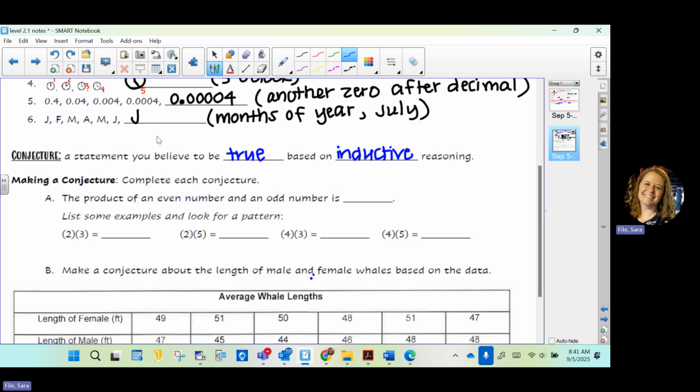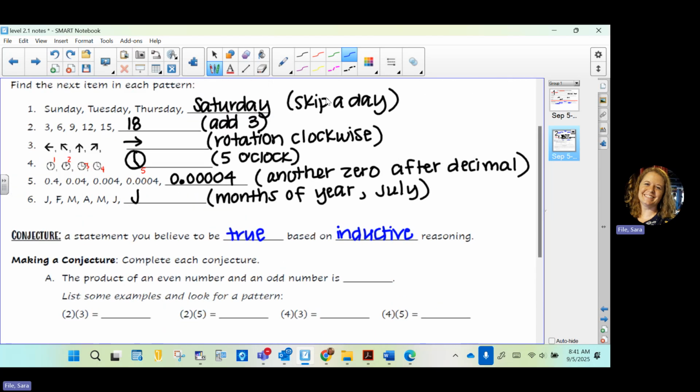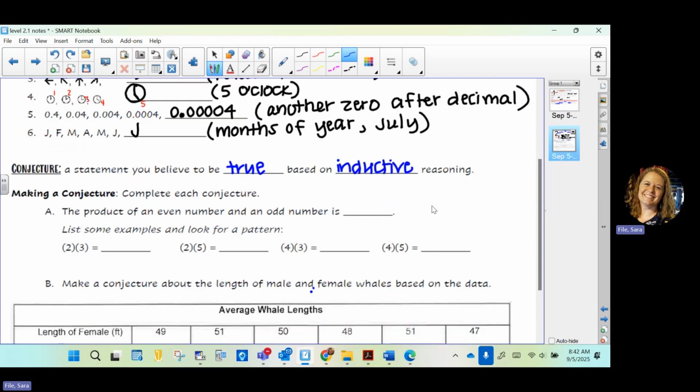So when we were continuing these patterns up here, these statements, or I mean, I didn't write a complete statement, but what we were putting in parentheses out here, these were our conjectures, okay? My conjecture in number 1 is that they are listing every other day. Okay, my conjecture in number 2 is that they are counting by 3s. Okay, their pattern is adding 3 each term. Okay, so the conjecture is just the statement you assume to be true based on inductive reasoning.